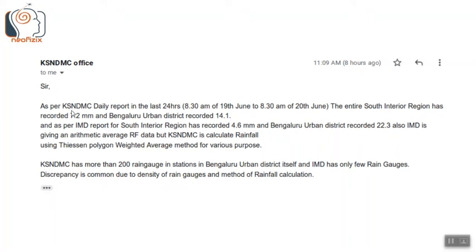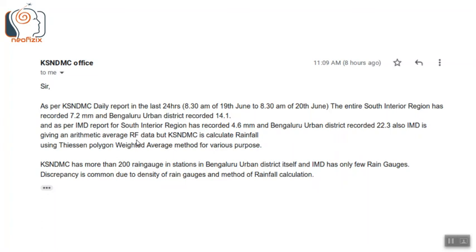They said that as per the KSNDMC daily report, in the last 24 hours, the entire South Interior region has recorded 7.2 mm, and Bangalore urban recorded 14.1 mm. But as per the IMD report, South Interior region has recorded only 4.6 mm. So here KSNDMC is 7.2 mm, IMD is 4.6. And Bangalore urban district recorded 22.3 mm by IMD, and Bangalore urban district rain through KSNDMC is 14.1. So this is 14.1, this is 22.3.